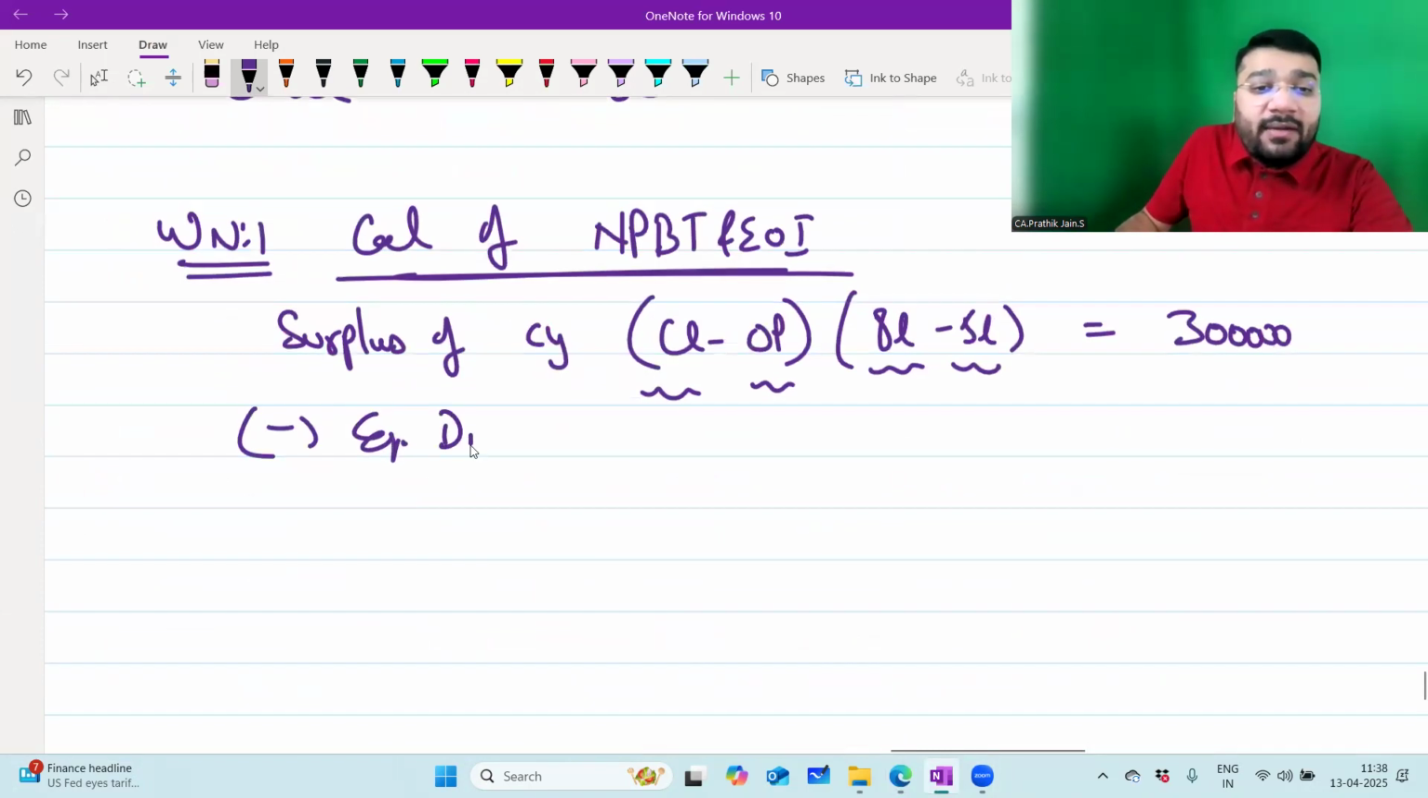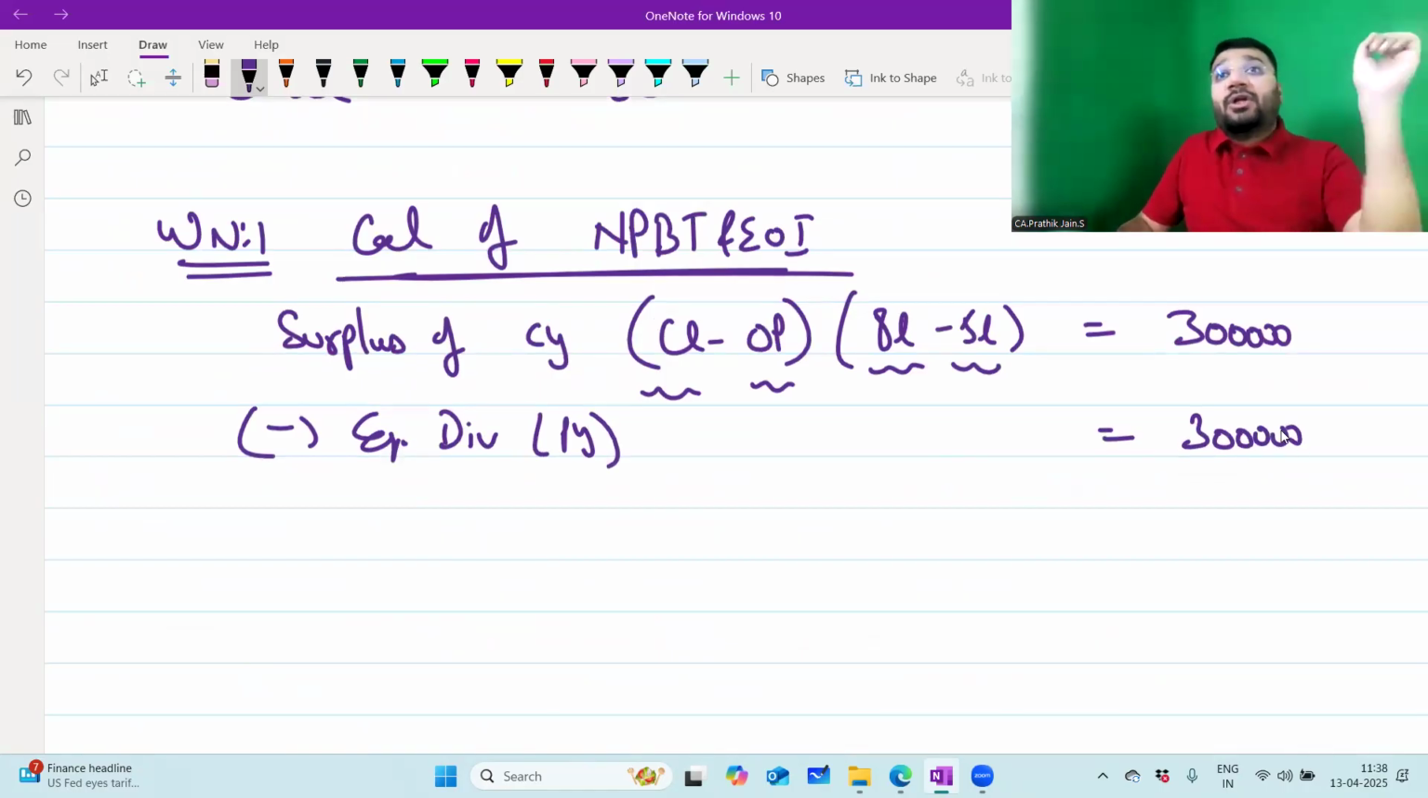Minus equity dividend of which year? Previous year. How much? 3 lakh. It was subtracted earlier. To reverse, I need to add back. I'm doing reverse now. So whatever is subtracted earlier, in reversal we have to add back.